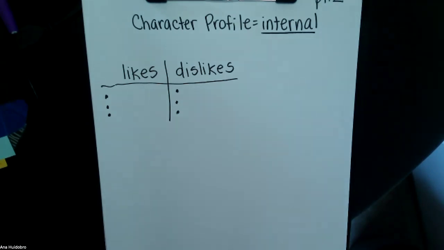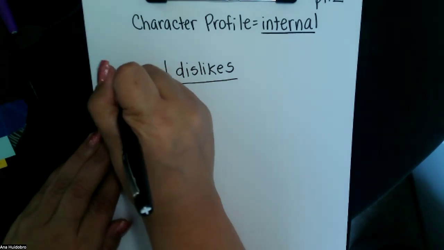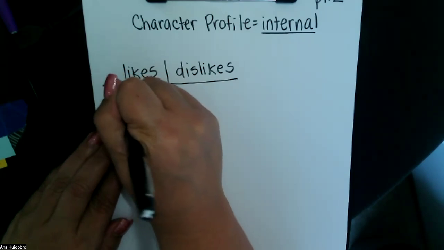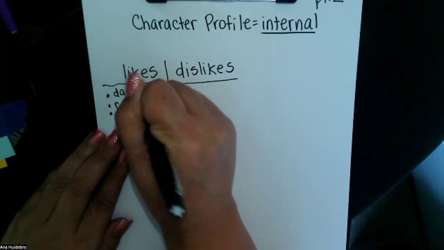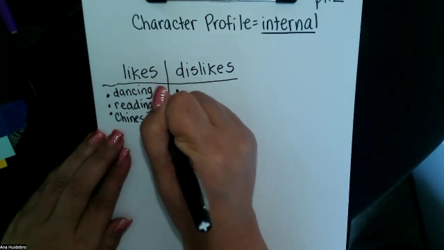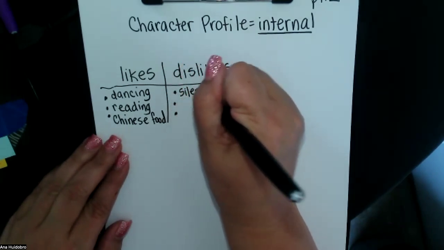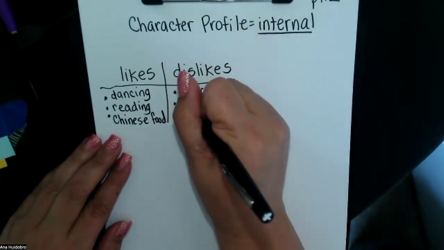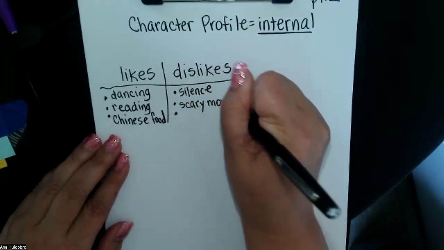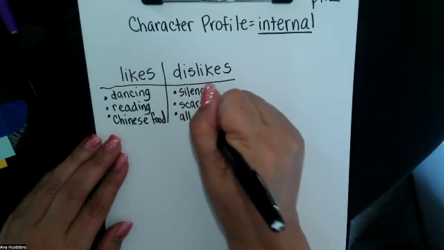Excellent. So you should have paused. My character, Briseida, the 11-year-old free spirit, likes dancing, reading, and Chinese food. My character dislikes silence. She's just uncomfortable when it's quiet. She dislikes scary movies, because they give her anxiety and don't give her good feelings, and she dislikes all pets. So this is mine.